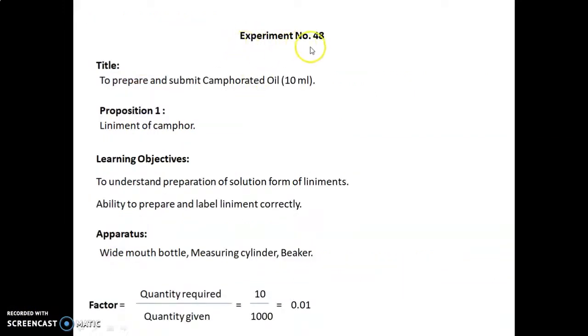Experiment number 48. The title of this experiment is to prepare and submit camphorated oil 10 ml. Proposition 1 is liniment of camphor. Learning objectives are to understand the preparation of solution form of liniments and the ability to prepare and label liniment correctly. Apparatus required are a wide mouth bottle, measuring cylinder, and beaker. Factor is calculated as quantity required upon quantity given, which is 10 upon 1000, equal to 0.01.